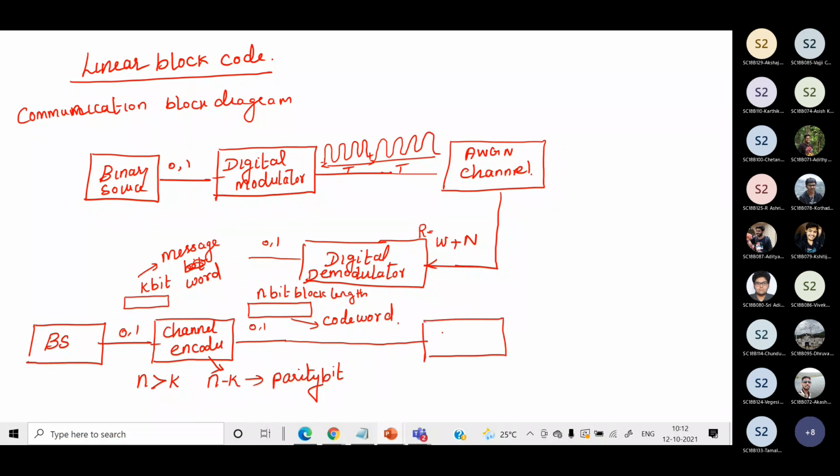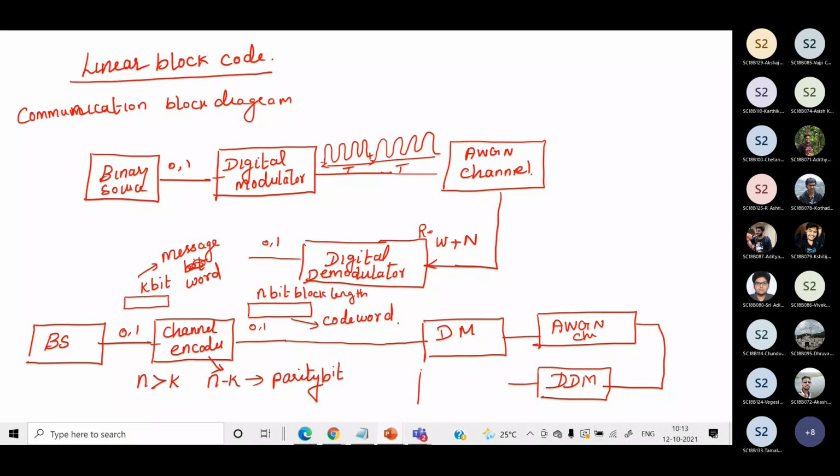Connect a digital modulator, then it passes through the AWGN channel, then at the receiver a digital demodulator. The output of the digital demodulator is ones and zeros.